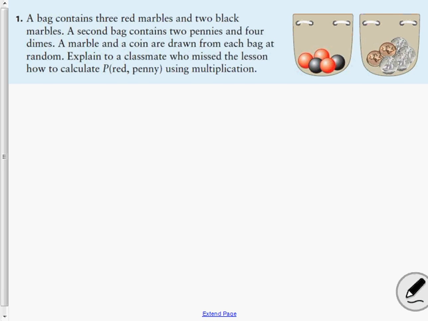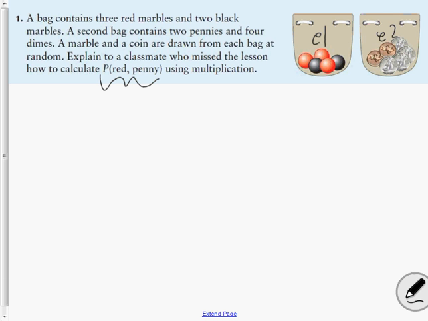Like this question. It says a bag contains 3 red marbles and 2 black marbles. The second bag contains 2 pennies and 4 dimes. A marble and coin are drawn from each bag at random. Explain to a classmate who missed the lesson how to calculate the probability of red and a penny. So we consider this one to be event 1 and event 2, drawing from the bag of marbles and then drawing from the bag of coins.